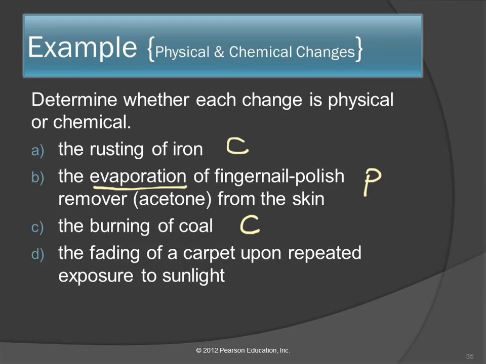It probably is actually a chemical change because the substances that give color to the carpet are actually chemicals. And when they lose their color, it's because some sort of a reaction has happened to them and they have now become colorless. So this one, I will say that's arguable. We could argue about that one. That would not be a good exam question.